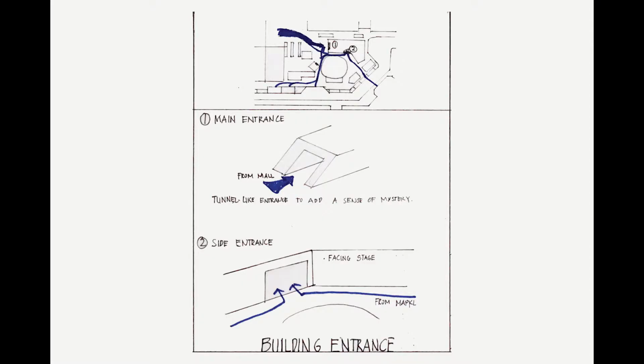Alright, next is the building entrance. For the main entrance coming from the main approach, I make the entrance a tunnel-like entrance. It gives a sense of mystery to the people who are coming to the building. Then we have a side entrance facing the stage. This entrance is mainly for people coming from other locations like the tower or the restaurants.